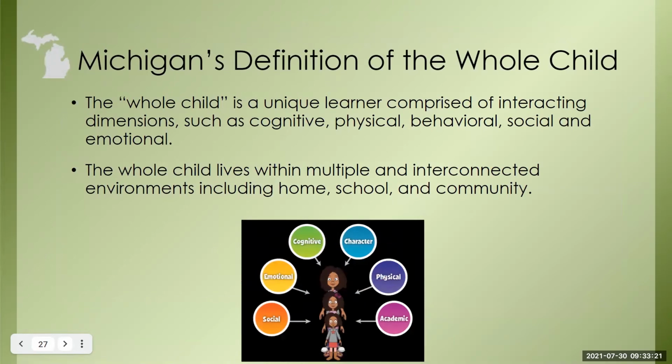And this is Michigan's definition of the whole child. It says the whole child is a unique learner comprised of interactive dimensions such as cognitive, physical, behavioral, social, and emotional. The whole child lives within multiple and interconnected environments, including home, school, and community. So that's the Michigan definition of the whole child. And again, not just taking that cognitive, academic aspect, but expanding it out to look at the physical, behavioral, social, and emotional aspects of the whole child.